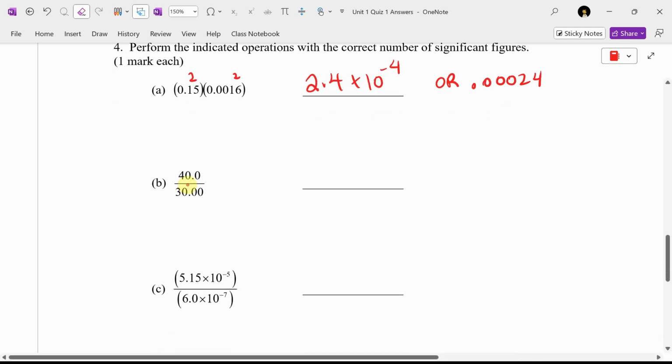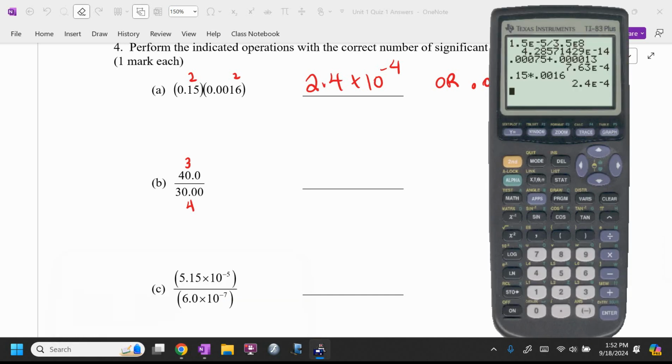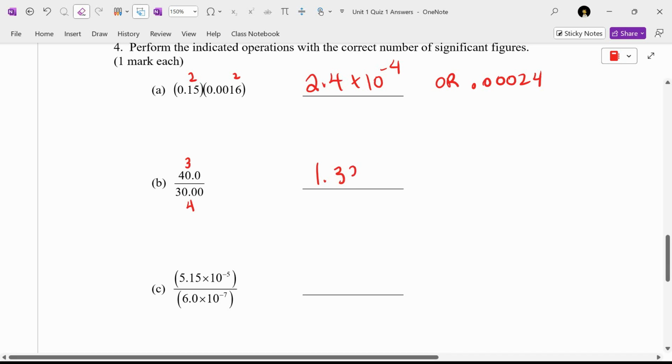We're multiplying and dividing. I count sig figs. That's 3 sig figs, not 1. That's 4 sig figs, not 1. I'm going to round to 3 sig figs. I'm going to type it into my calculator as 40 divided by 30. I get 1.3 repeating. That 3 right there is the 3rd sig fig. Is that 3 going to stay a 3 or become a 4? Final answer, 1.33. If you put the repeating sign, I'm marking it wrong. It's not repeating.